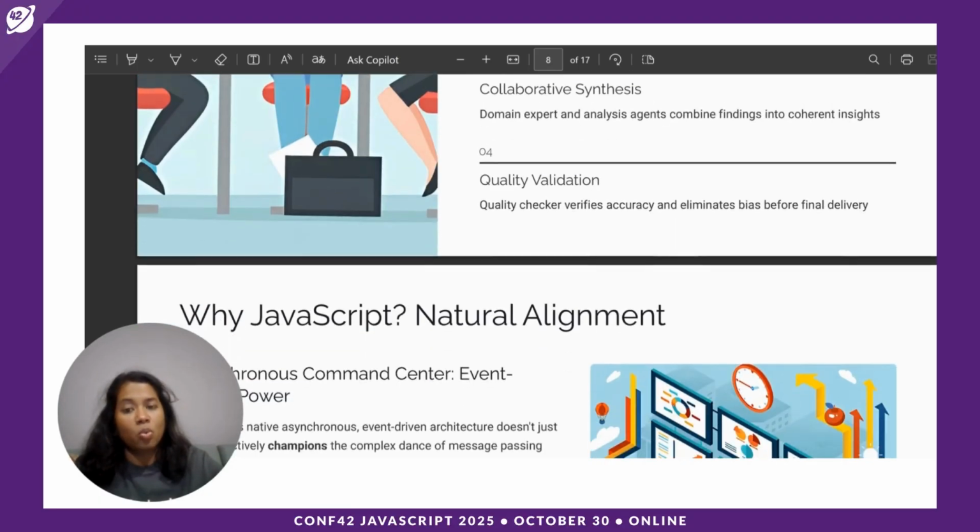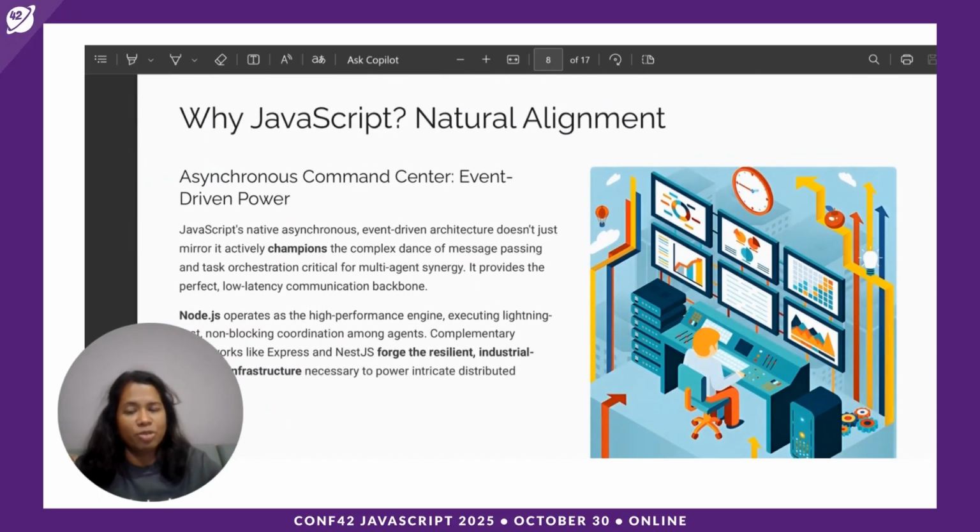Let's now talk about why JavaScript and why it is a natural fit. JavaScript's event-driven asynchronous architecture provides optimal support for multi-agent coordination. The language's native capabilities for handling concurrent operations, message passing, and distributed task orchestration directly address the communication and coordination challenges inherent to multi-agent systems. Node.js serves as an execution environment for high-performance, non-blocking coordination among the agents. The platform's asynchronous I/O model enables efficient handling of multiple concurrent agent requests while maintaining system responsiveness.